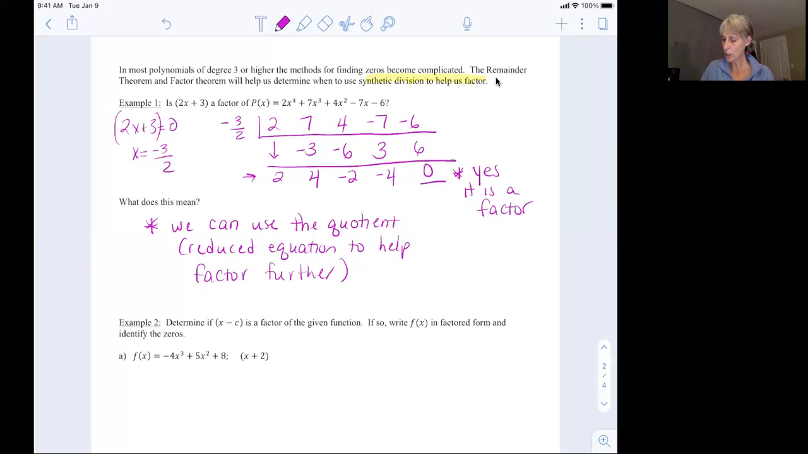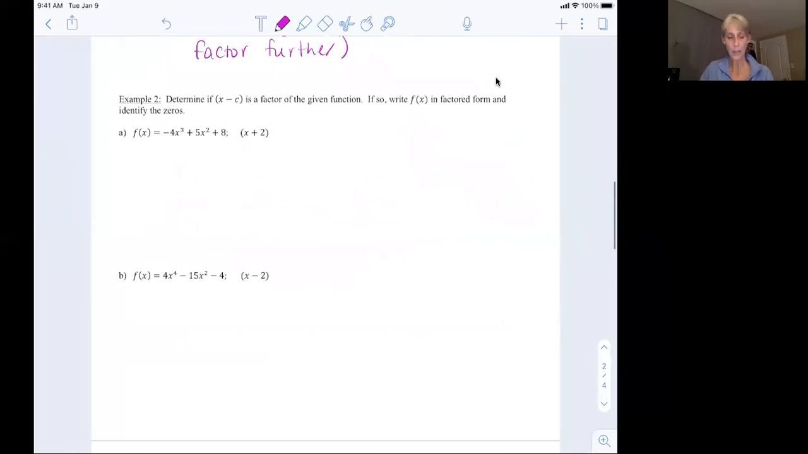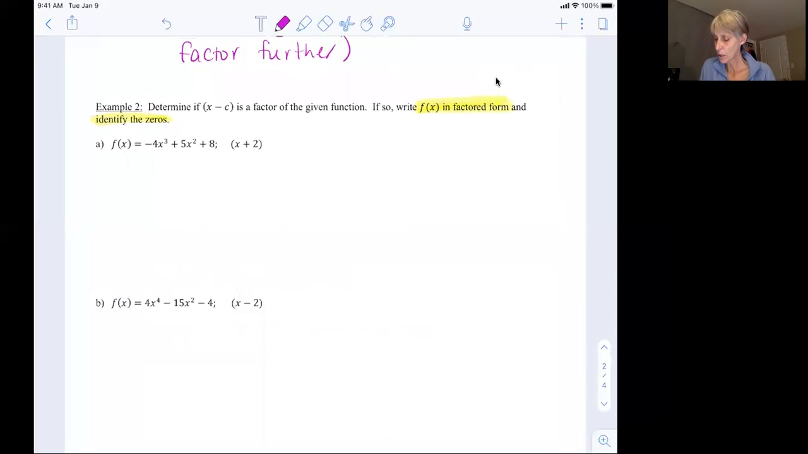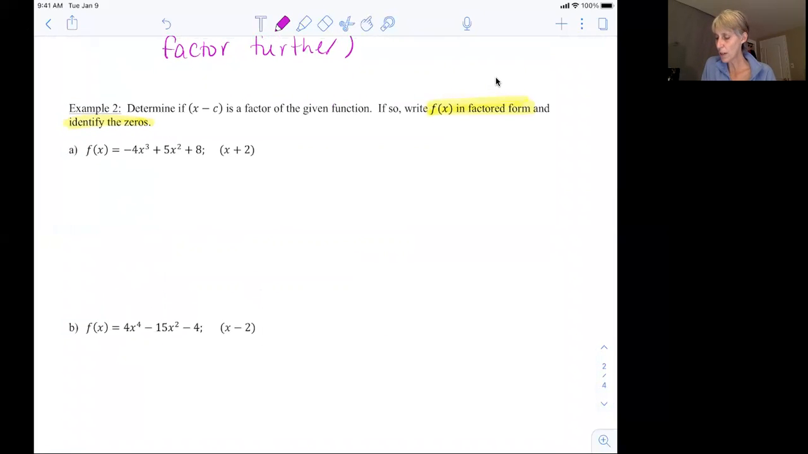Okay, so let's look now at some new examples. Okay, some fresh, clean, new examples. Determine if x minus c is a factor of the given function. If so, write f of x in factored form. So we want to make sure we identify the factored form of the equation, and then we want to identify the zeros. Okay, so then we set each factor to 0 and solve it. So f of x equals -4x cubed plus 5x squared plus 8, and I'm dividing by x plus 2.